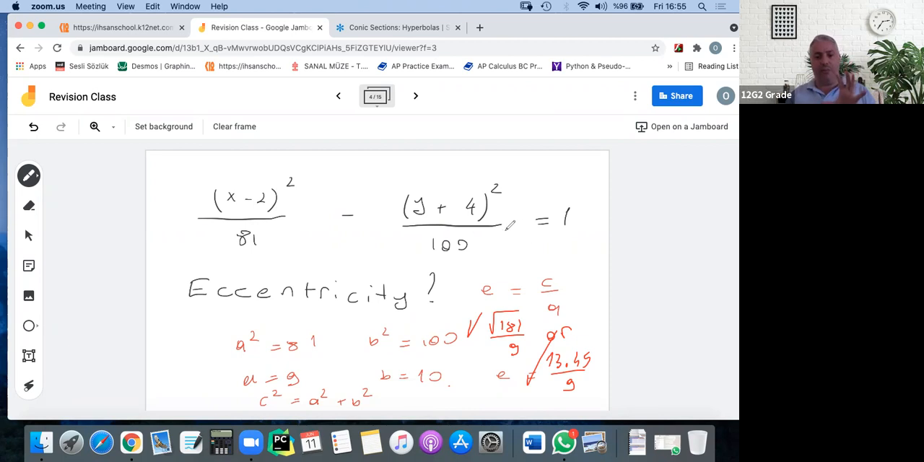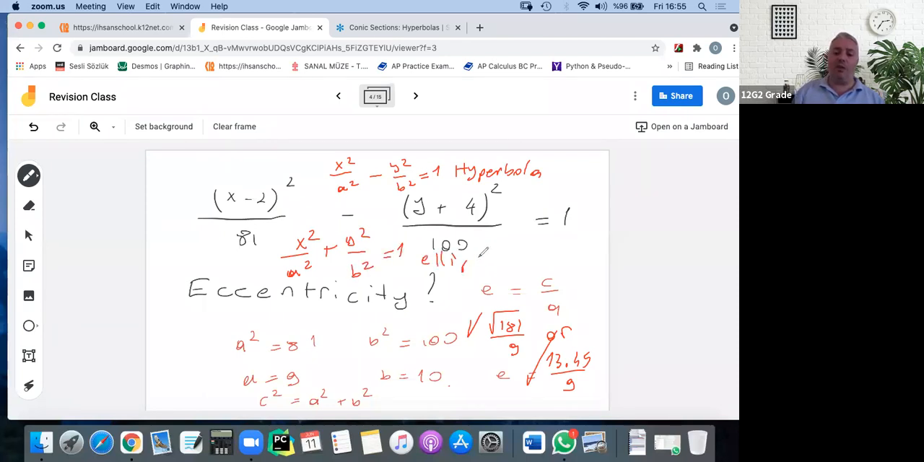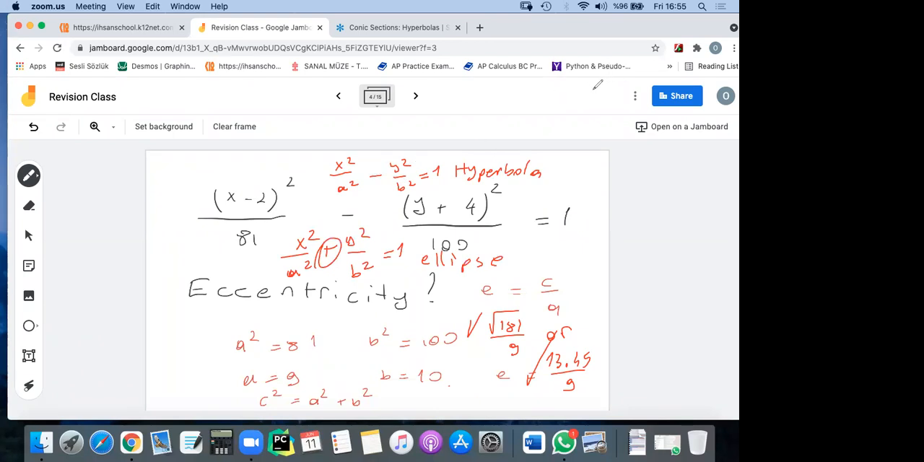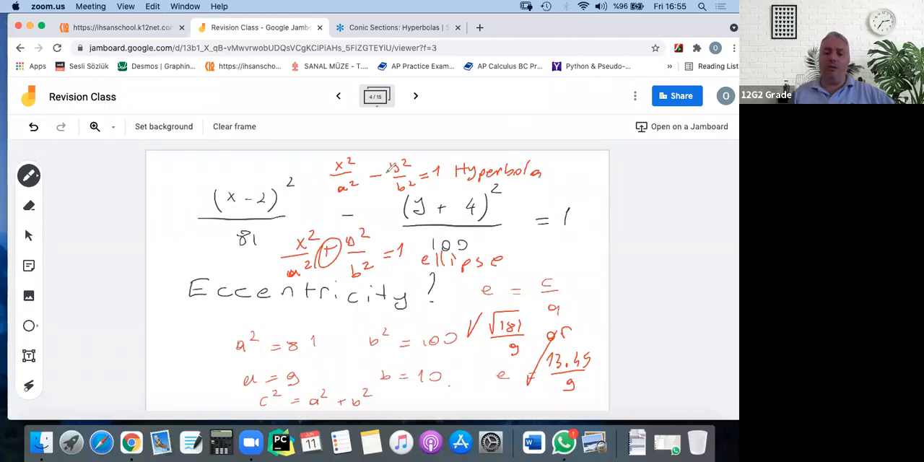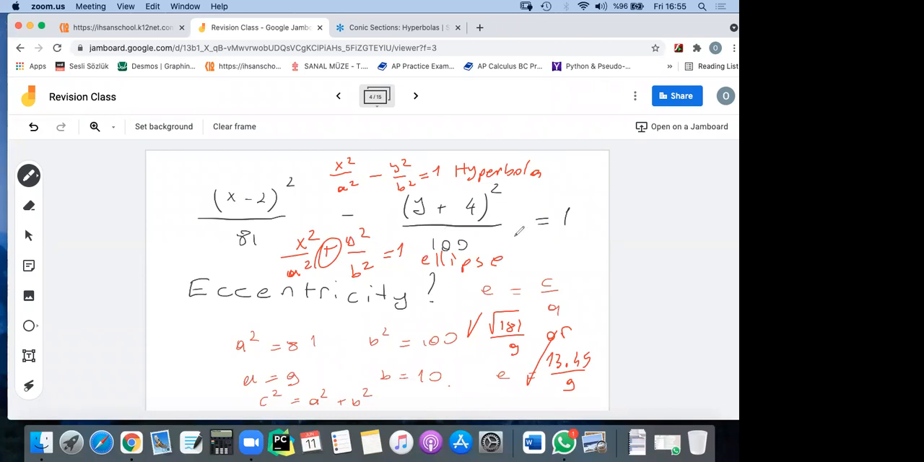Be careful now. Whenever we have x squared over a squared minus y squared over b squared equal to 1, this is hyperbola. Okay? If we have x squared over a squared plus y squared over b squared, this is now ellipse. If there is plus, ellipse. If there is minus, hyperbola. This is the first thing. The second thing, hyperbola cannot be plus, it's always with minus. This is the difference between them.